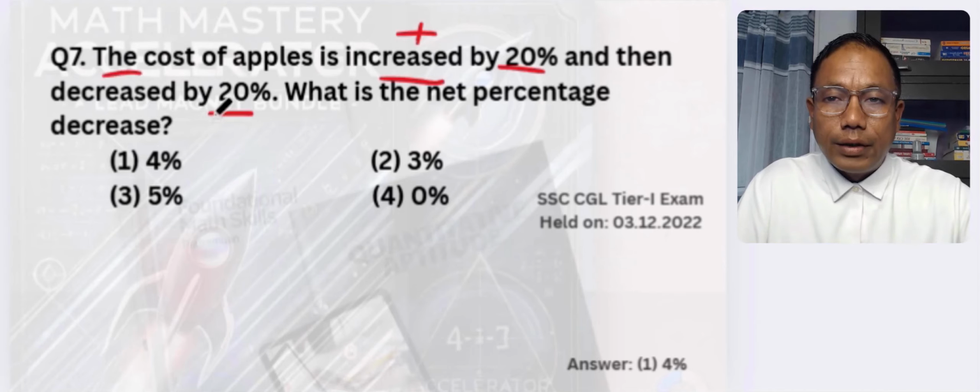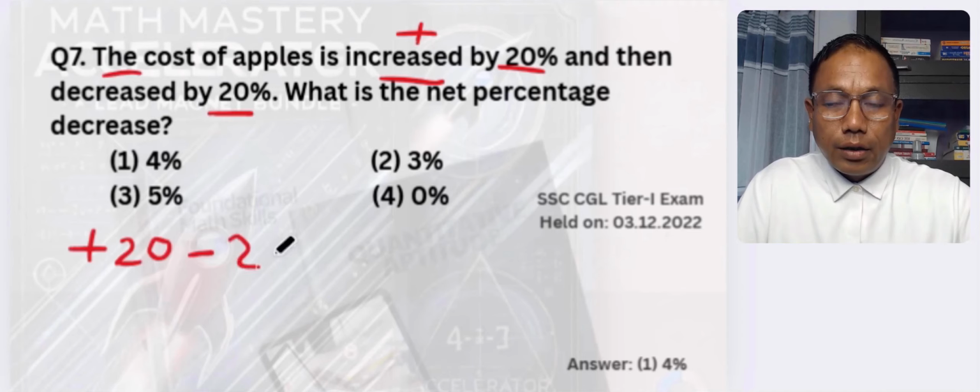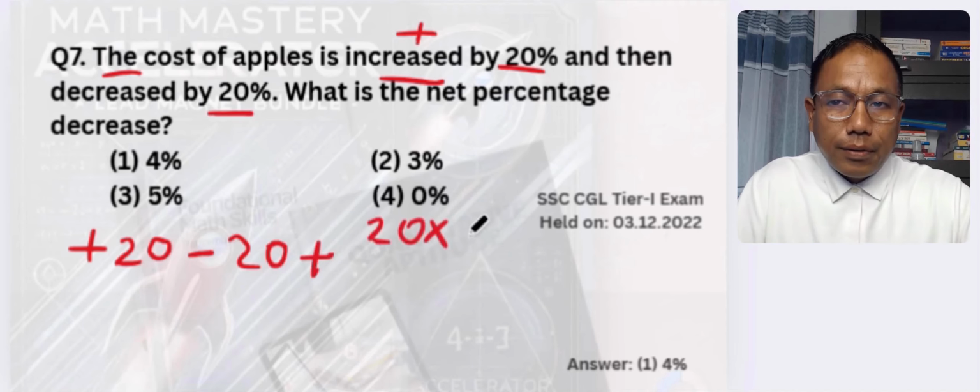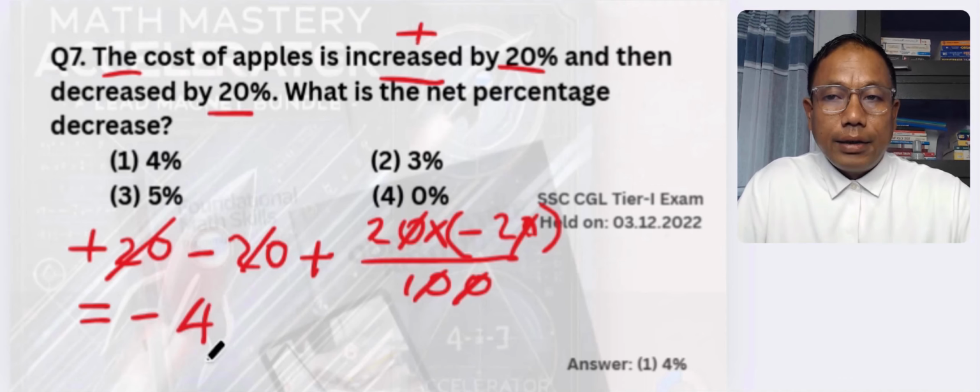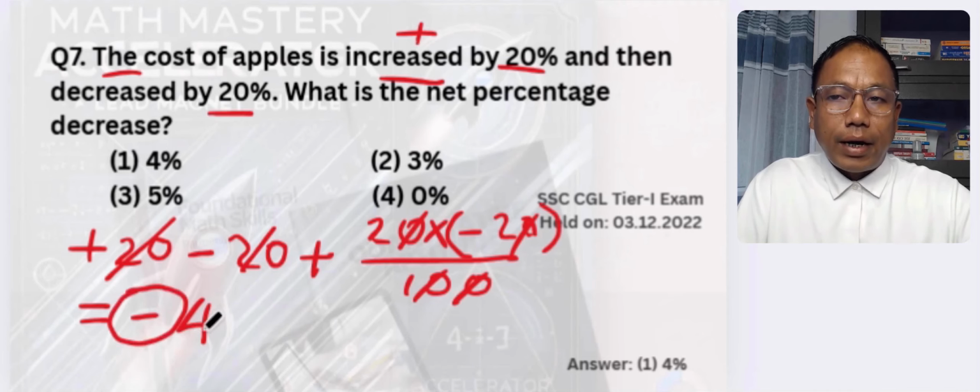This is minus 20. Plus 20 increase. Decrease means minus 20, plus 20 into minus 20 by 100. Cancel 0 0 0 0. 20 minus 20 is 0. We have plus into minus is minus. 2 2 are 4. Minus indicates decrease, and plus indicates more or profit. This minus indicates less or decrease. Decrease by 4%.